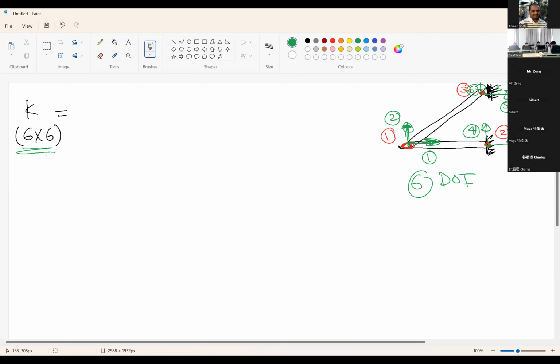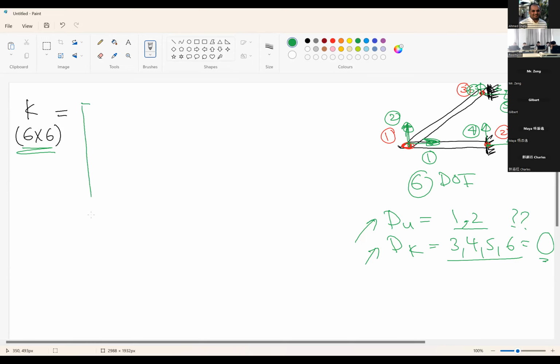Okay, what are the unknown displacements du? du are 1 and 2. What are the known displacements dk? dk are 3, 4, 5, 6. All of the dk are 0. 1 and 2 are unknown for us. Using these two pieces of information, we can subdivide the global stiffness matrix. So I will write it down again here.